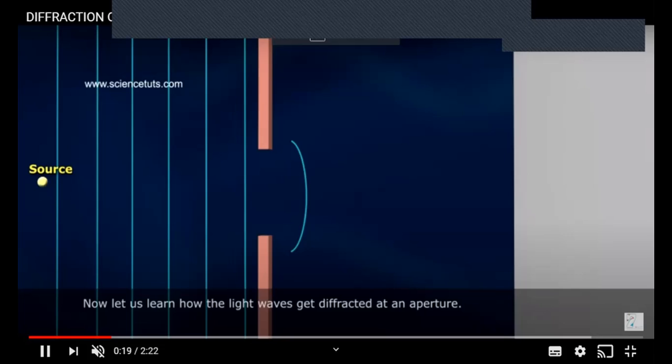Diffraction. Now let us learn how the light waves get diffracted at an aperture.